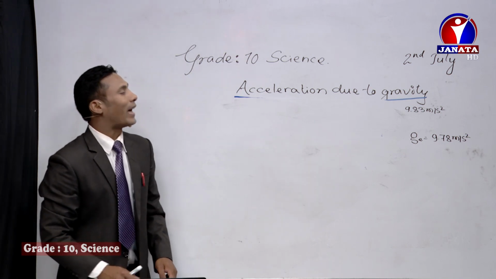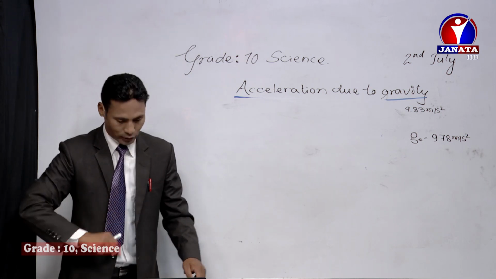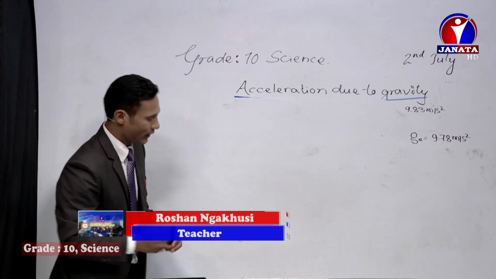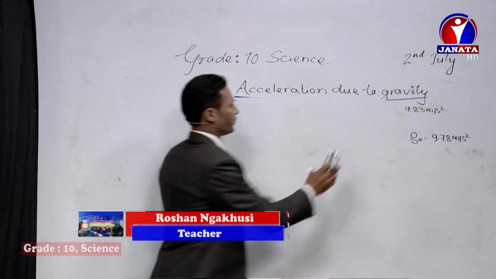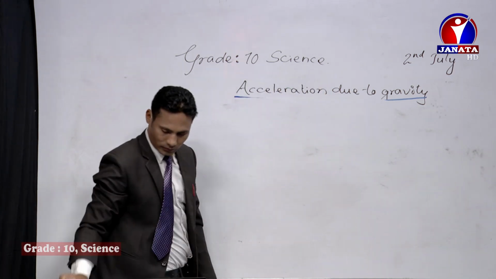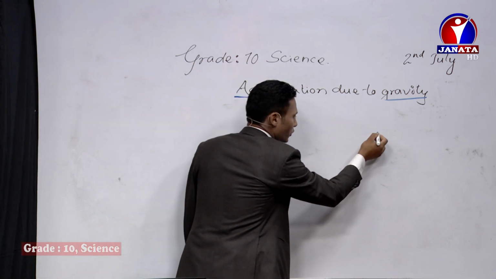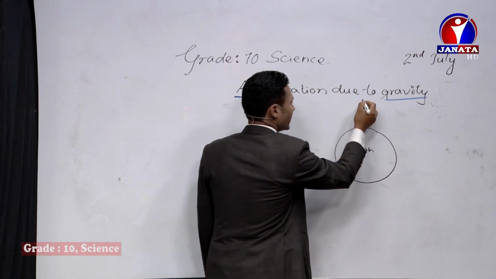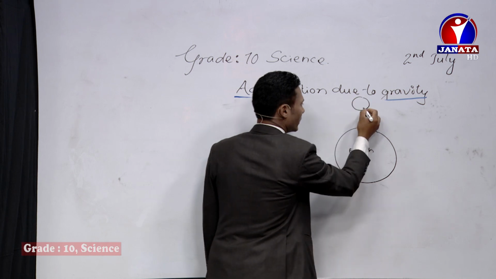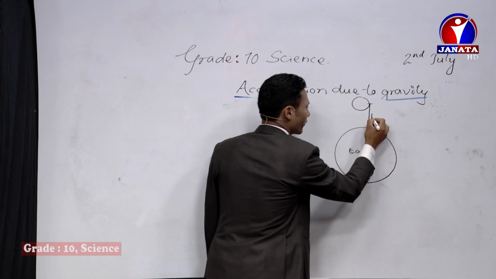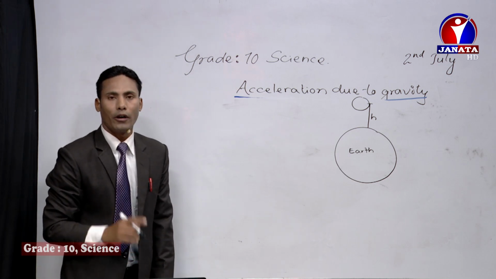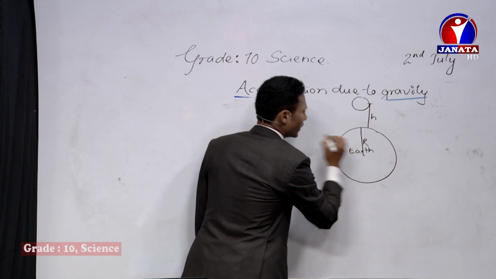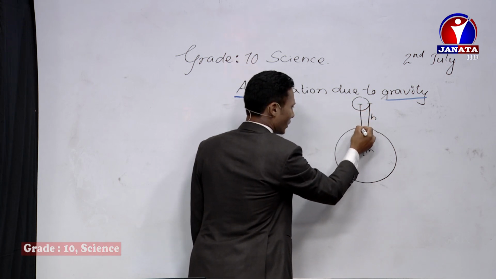What is the variation of acceleration due to gravity with height? Let's check that. What that means, let me draw the figure. This one is earth, and the object is here, at a height of h from the surface of the earth. This is the radius of the earth. We can draw the distance from here also, no problem.